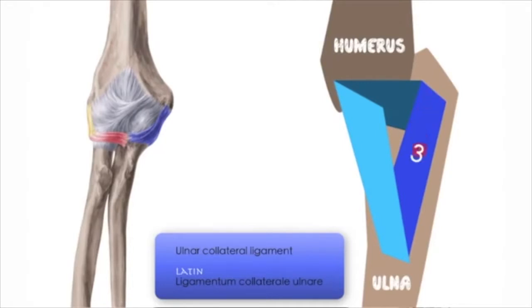Now the third band is this one right here, another blue, and this is known as the transverse band. And as you can see, this transverse band is connecting, in a way, the two other bands that we talked about. So this transverse band is between the ulnar attachments of the two other bands that we talked about.